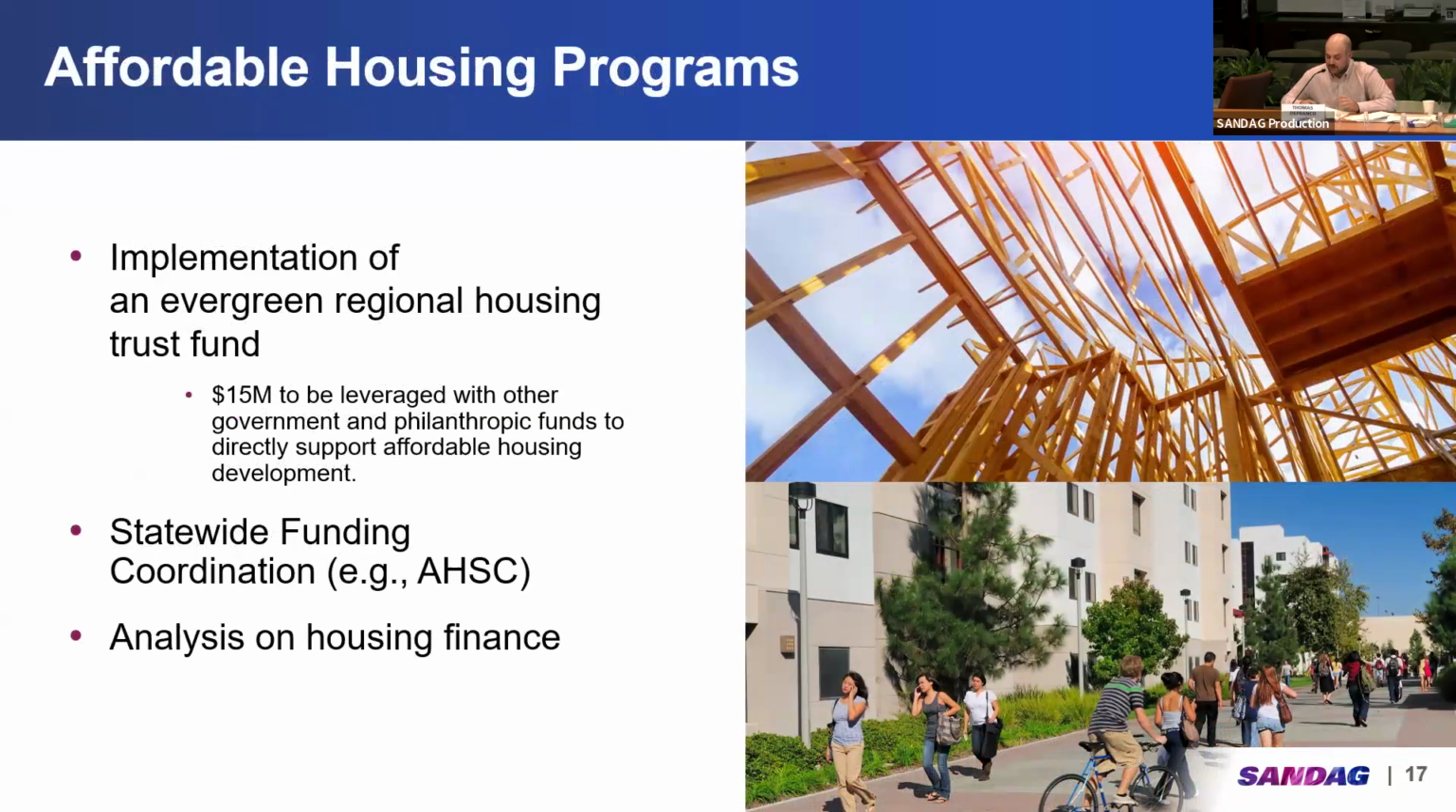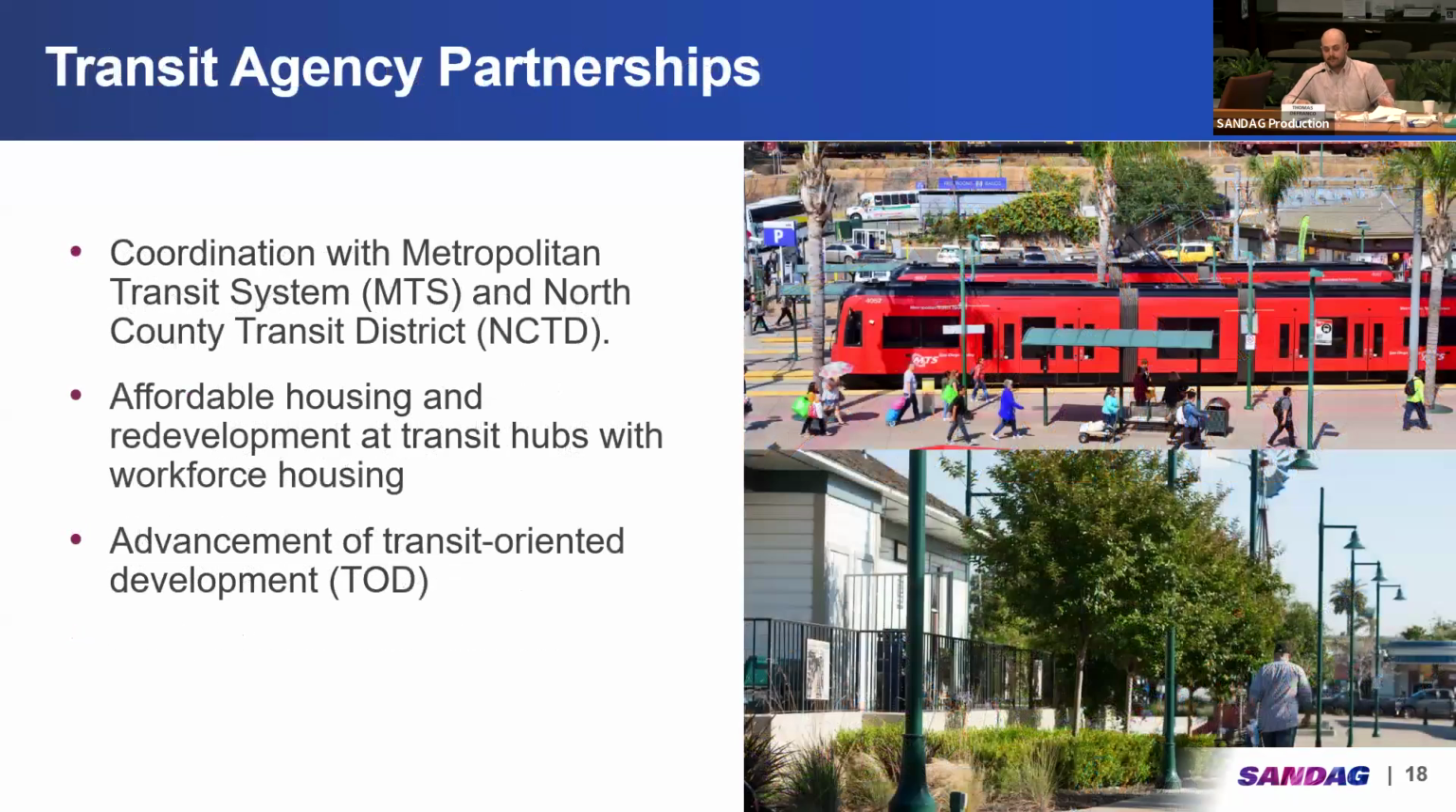The second activity is affordable housing development programs. Through this program, SANDAG was planning to establish an evergreen regional housing trust fund of $15 million to be leveraged with funding from other partners to directly support the finance and development of affordable housing. In addition to the trust fund, SANDAG wanted to allocate funding to support coordination on regional grant applications like ASIC, analysis of additional housing finance models, and evaluating opportunities for development on public lands.